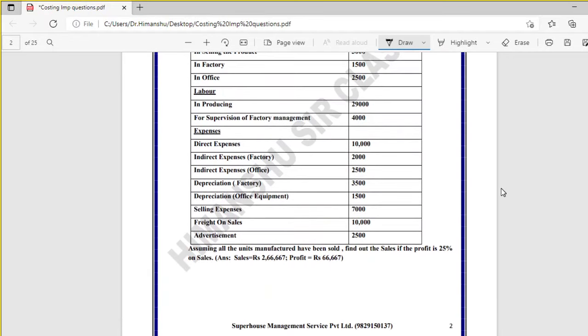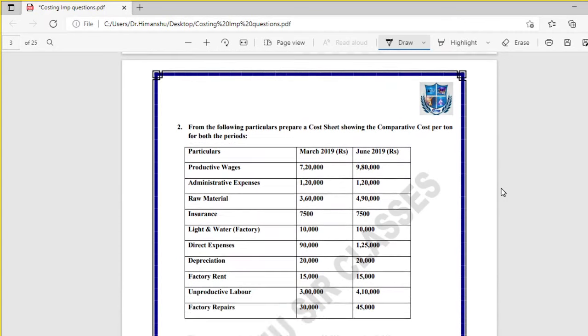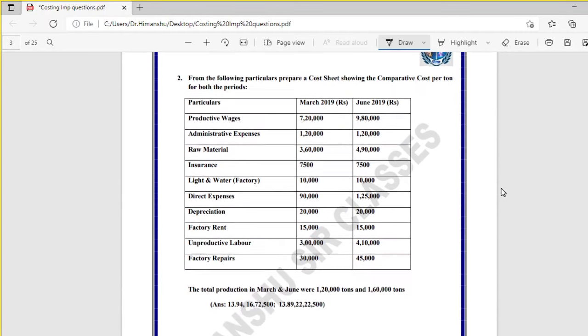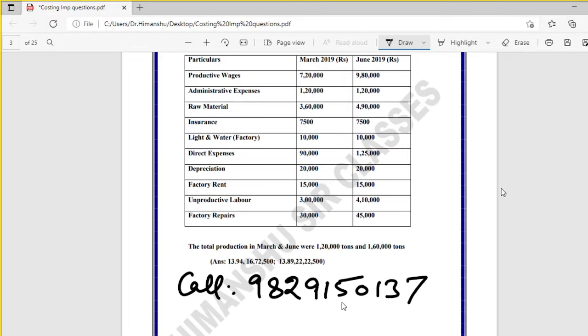So you can always take the screenshots of the questions. This is regarding comparative cost sheets, and for solutions you can always call at this number.